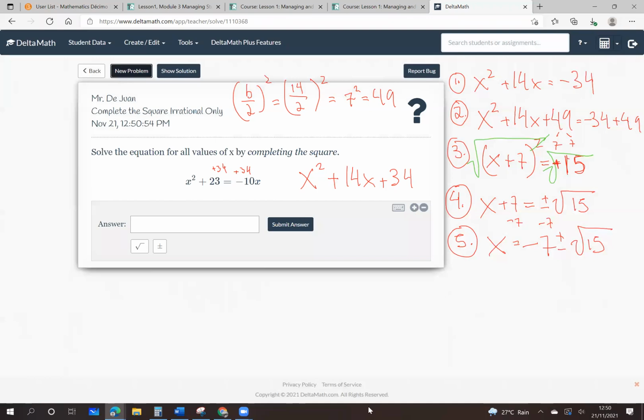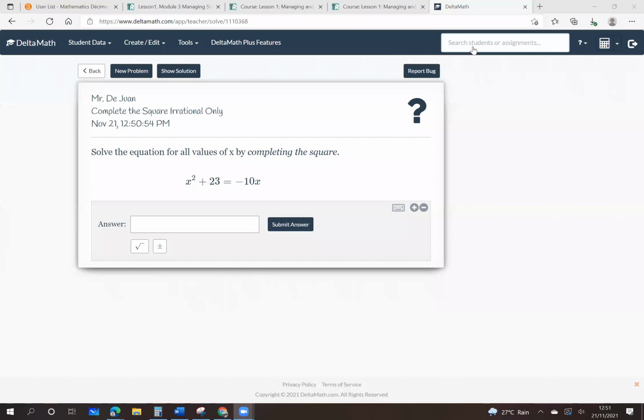Here, all right? Now, let's take a look one more time. Me, I like to always start my questions in the quadratic form, okay? And this is not in the quadratic form. So let's move anything that we have on one side of the equation to the other. And that gives us x squared plus 10x plus 23. Now I can start the process.